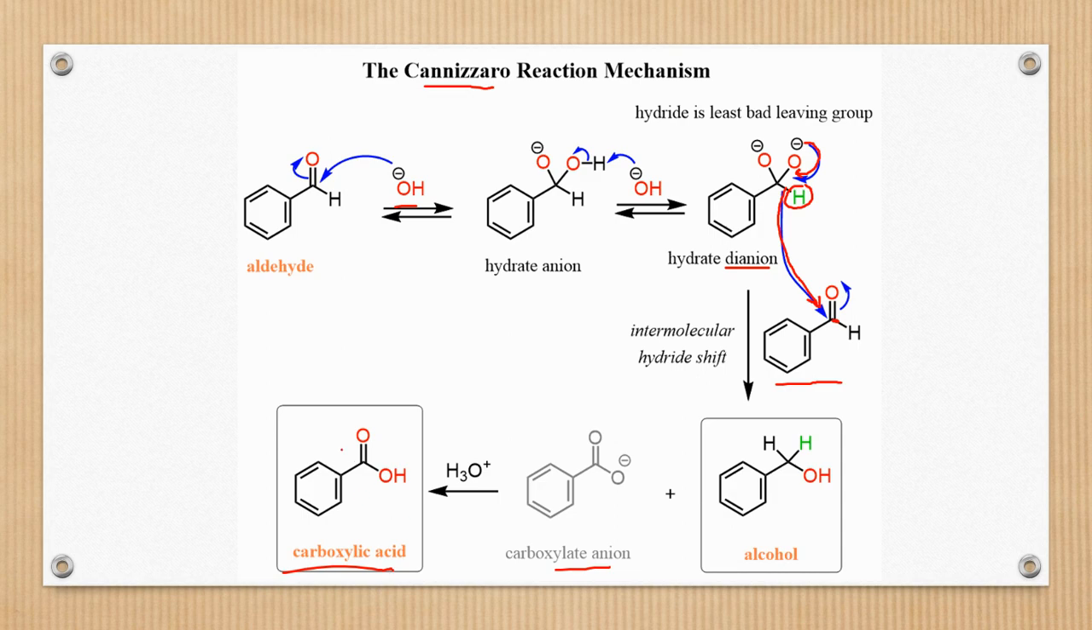Okay. So again I'm explaining the mechanism, guys. First of all, base will attack the carbonyl carbon, that is the electrophilic center. Then a hydrate anion will form. Then base will abstract the OH proton again and a dianion is generated. After coming down, this hydride shift takes place. The key step of this reaction is this hydride shift. This hydride shifts to another molecule of the same type to give you an alcohol and a carboxylate anion, which will take up a proton from the system and generate a carboxylic acid.